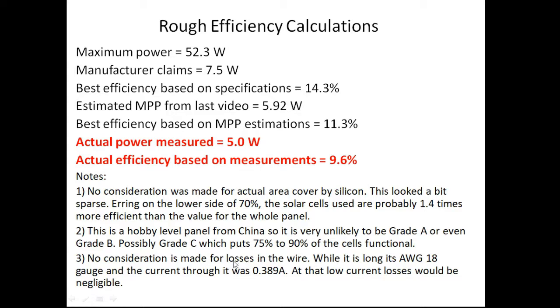And then no consideration was made for losses in the wire, but I don't think it's necessary. To be honest, it's 18 AWG wire, and the current is less than 0.4 amps. At that low current, losses are negligible. Voltage drops are negligible.